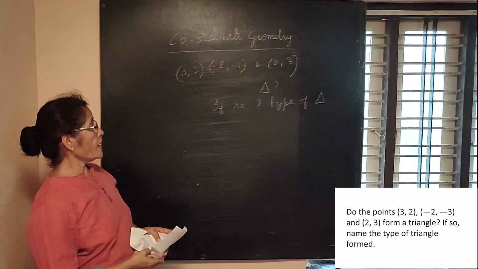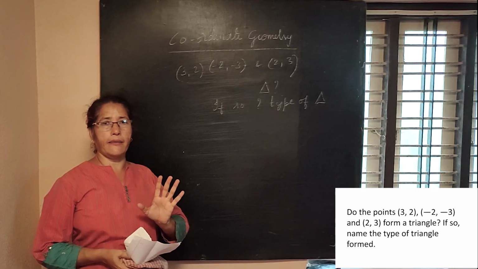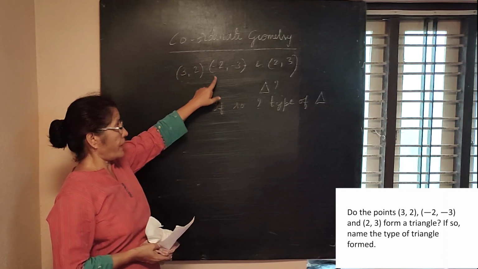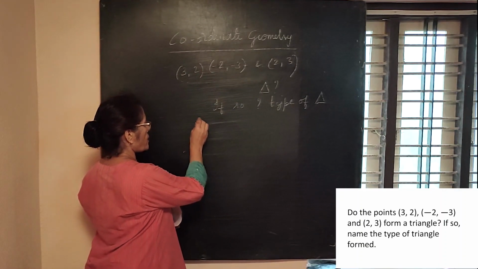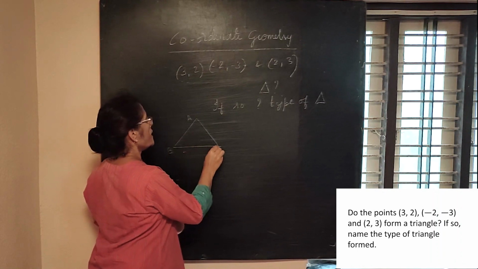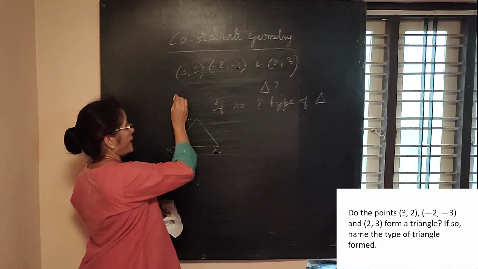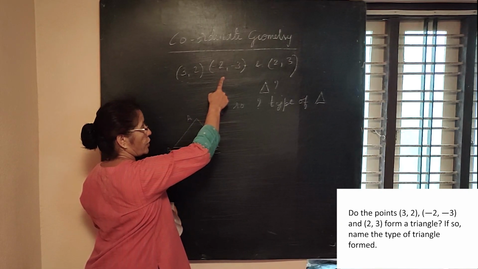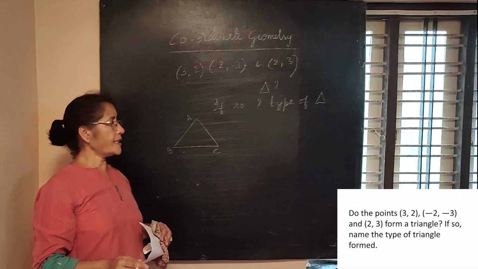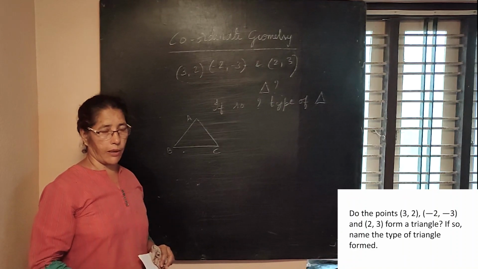In order to know whether these 3 points make a triangle, let us take them as vertices: A vertex, B vertex and C vertex. Suppose I take the points as the vertices of a triangle, A (3, 2), B (-2, -3), C (2, 3). So what is my aim? I have to find the sides AB, BC and AC using the distance formula.